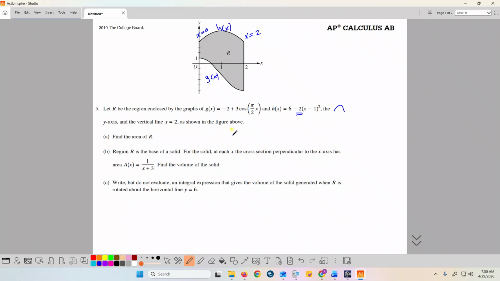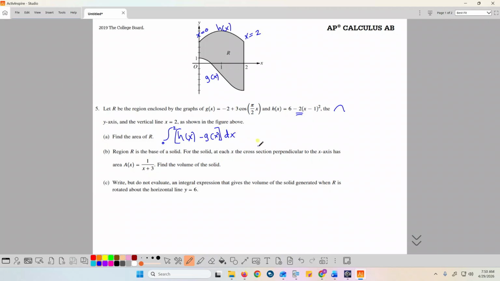So the first question says, find the area of region R. Well, whenever we're finding the area, we need bounds, right? So we're going to set up an integral here, which appears to go from 0 to 2. And then we always put the top function minus the bottom function. So I can see here that the top function is h of x minus the bottom function, that's g of x. And then the variable of integration is dx. So I'm just going to say dx right here.